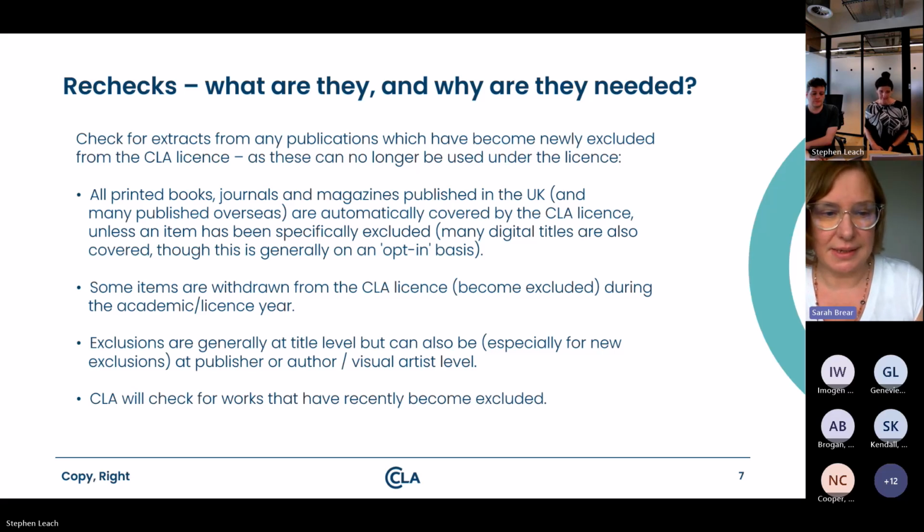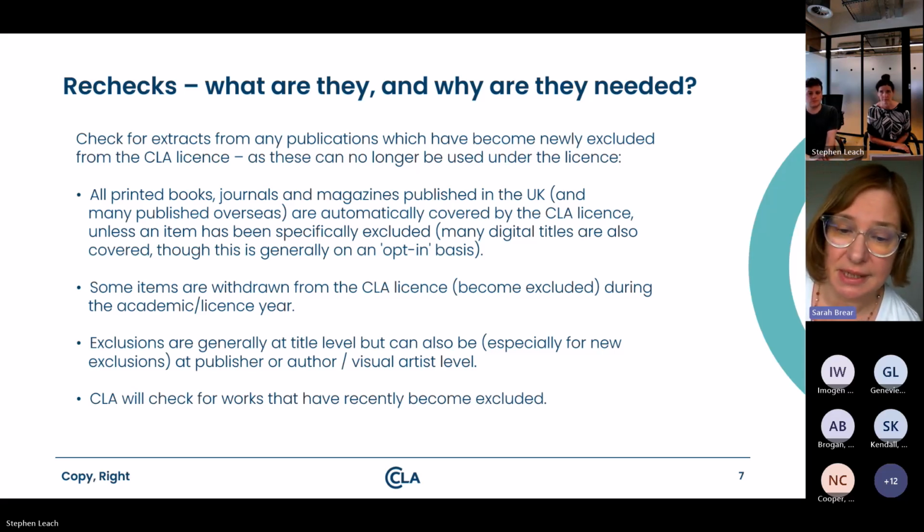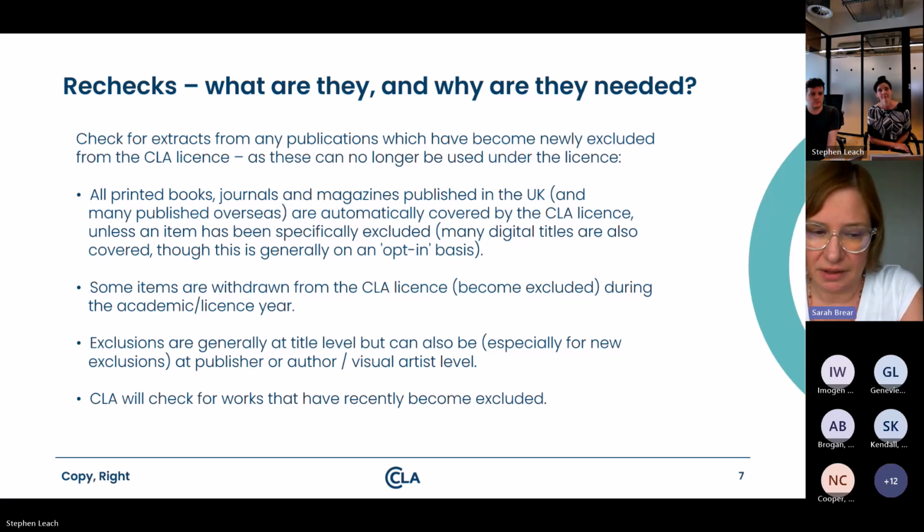Well, as per the license, anything that's not covered or opted in or covered by the license can't be copied. And we do advise you to do at least one check during the year for this, but this is the time of year when most people do it. So just back to a few basics. All printed books, journals and magazines that are published in the UK and a lot that are published overseas are automatically covered by the license unless an item has been specifically excluded. So a publisher has to exclude something in order for it not to be covered by the license.